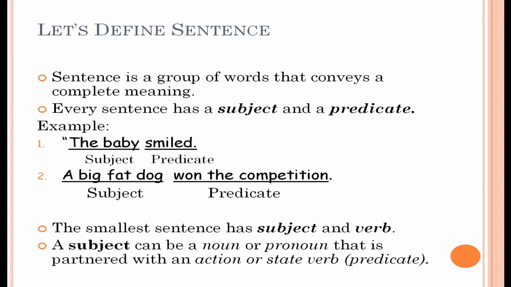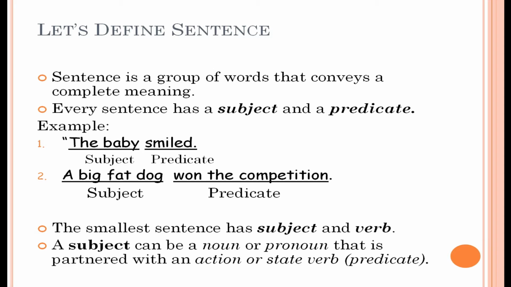The predicate is the verb part of the sentence that consists of the verb and other words like object, complement, and adverbials. So, in brief, we can say a sentence is a group of words that say one complete thing or convey a complete meaning. And every sentence has a subject and a predicate. So we can say the smallest sentence consists of a subject and a verb.